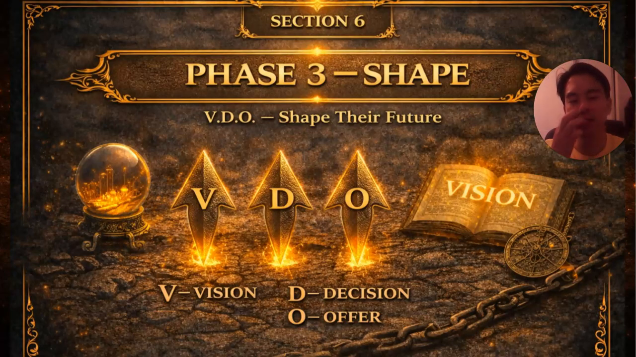Okay, and in the shape phase, the only things you need to learn, guys, are the letters V, D, O. What we're going to do here is shape the future. I could also add, shape their offer. This is really good because it gives you, from your mind's perspective, something to remember. It's also going to give you some pictures in your head. So, 3 arrows of V, D, O for vision, decision, and offer. Okay? And yeah, if you picture this, you're going to remember it.